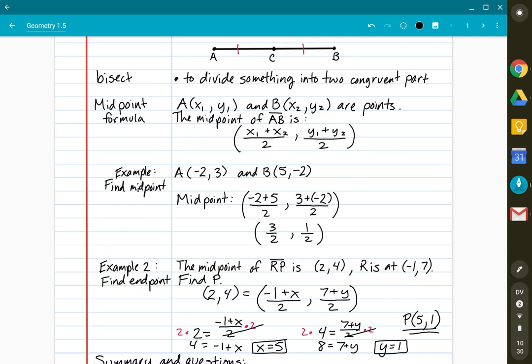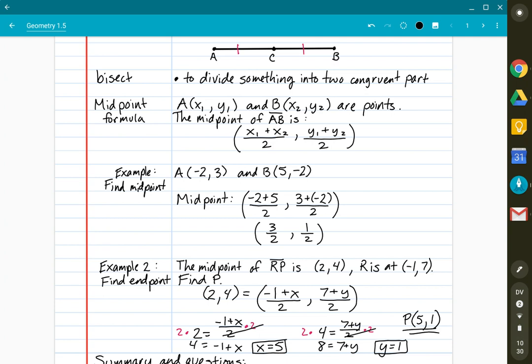And we can do the same thing for y. It doesn't matter if your x and y values are positive or negative, it works out just the same. So the midpoint formula is one that you need to memorize. So you're going to take x1 and x2, add them together, and then divide by 2, y1 and y2, and then divide by 2.